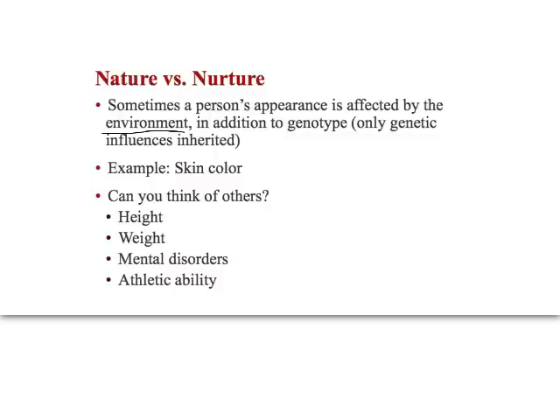So you can think of skin color. You might have the genes to have a very pale skin color, but if you're out in the sun a lot, you might have a darker skin color. So height and weight, you might have the genes to be very tall in a healthy weight, but if you're malnourished as a child, you might end up being shorter and thinner. And then things like mental disorders and athletic ability are other examples of things that are influenced by the environment.